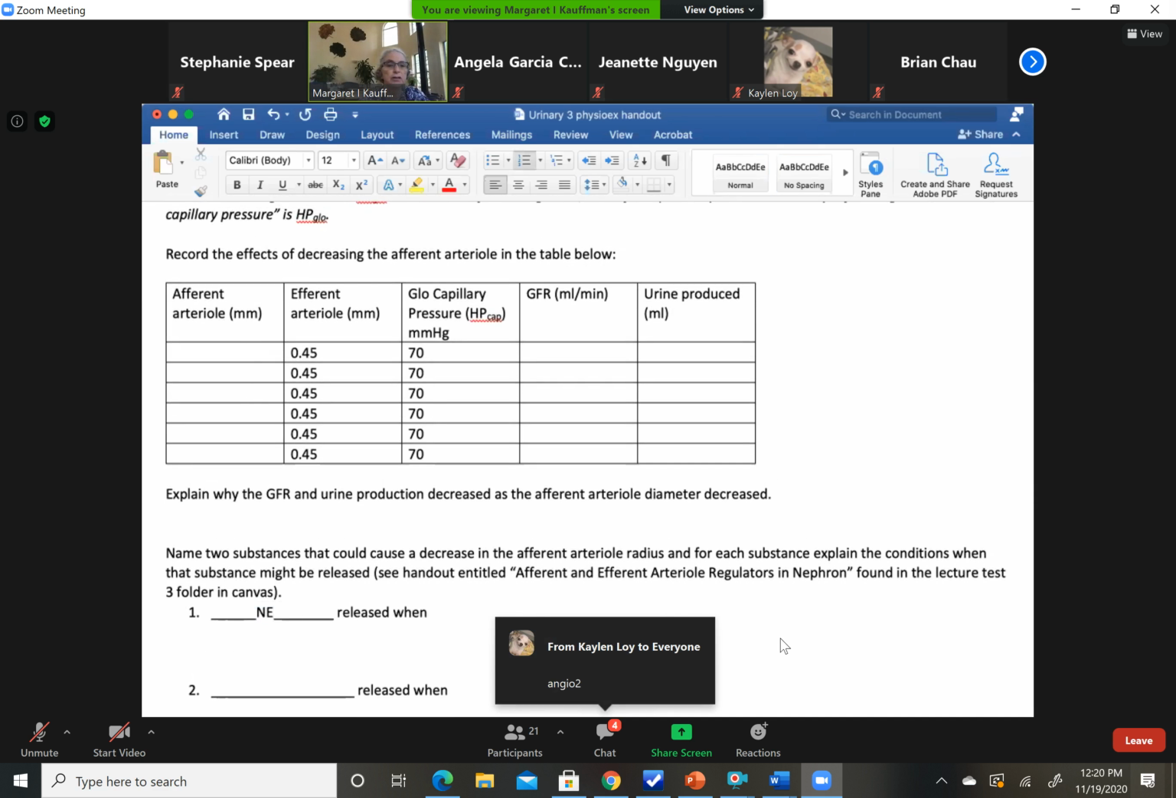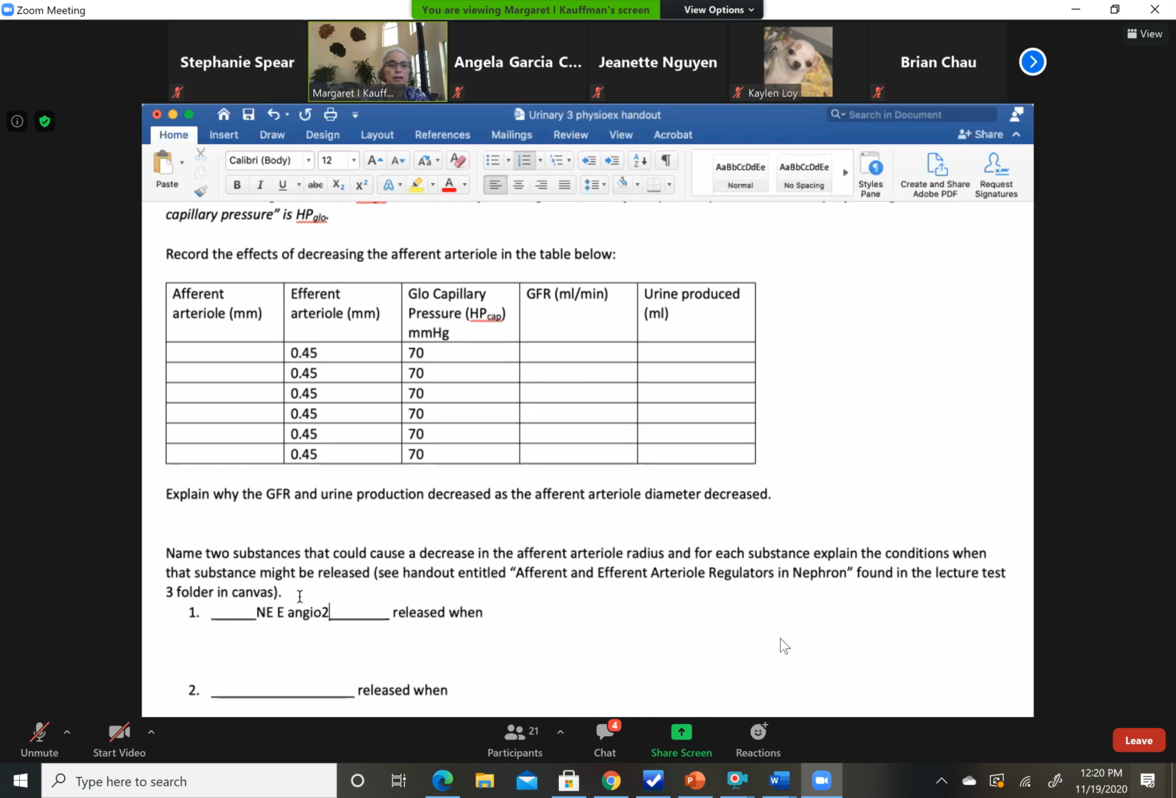Okay, we got norepinephrine, we got epinephrine, we got angio2. And when would these be released? Well, extrinsically, these are extrinsic regulators for the most part, and they're going to be released when mean arterial pressure drops in order to lower glomerular filtration rate so that you can retain more water in your body. So there's a bunch of things that decrease the afferent arteriole that are extrinsic.